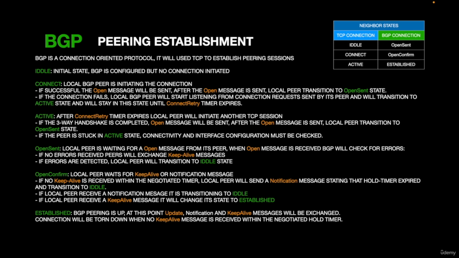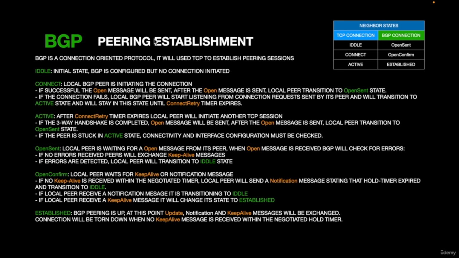Now that we saw the BGP messages, we can see how the BGP peering is established. We can have 6 neighbor states. 3 of them represent the TCP connection between neighbors, and 3 of them represent the BGP connection between members. Idle is the initial state where the BGP is configured but no connection has been initiated. We'll have connect, which means that the local BGP peer is initiating a connection.